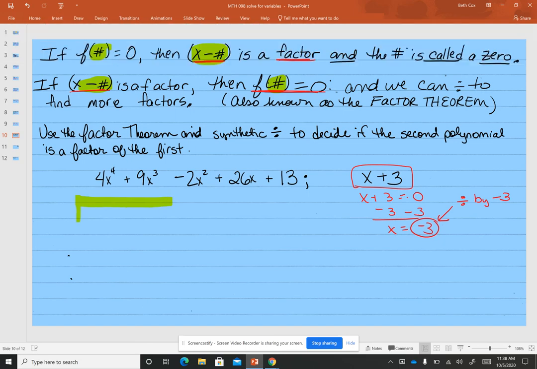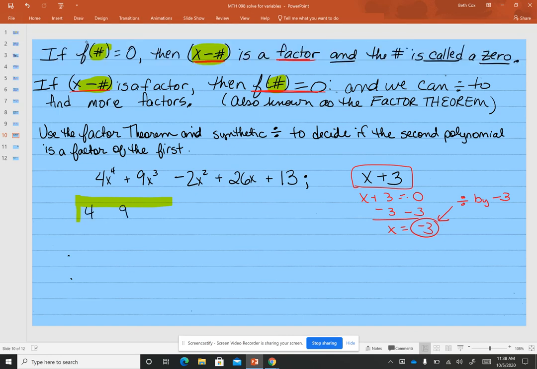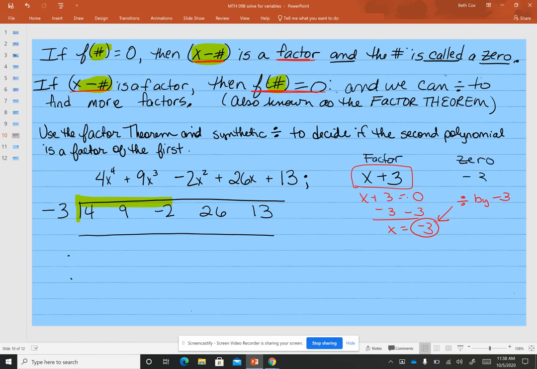So we're going to do our division. 4, 9, negative 2, 26, 13. We're going to do our division with negative 3 because there's a sign change from the factored form and then the 0. Okay, that's the factor, that's the 0. We always divide by the 0. Now, this is one of the things that everybody messes up on with synthetic. So make sure you're dividing by the potential 0.